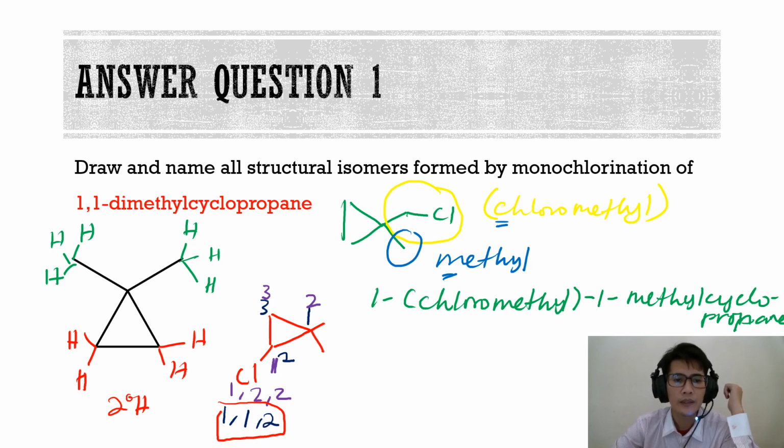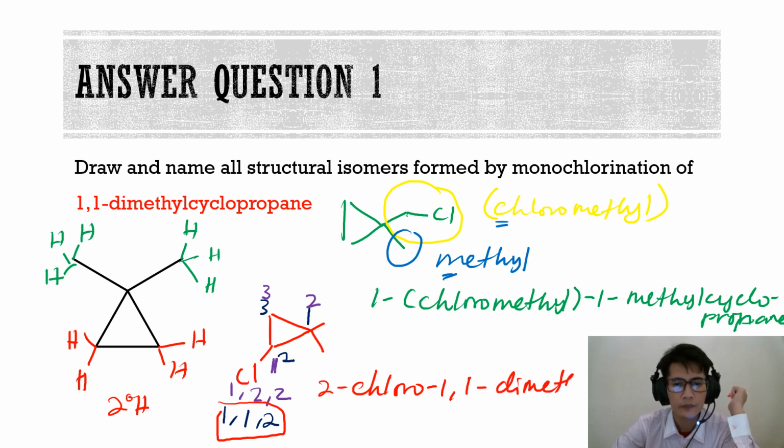Okay, so the name of this compound will be 2-chloro-1,1-dimethyl. Okay, dan sambunglah belakang dia tu cyclopropane.